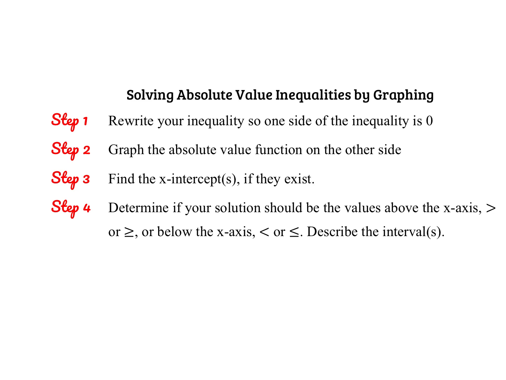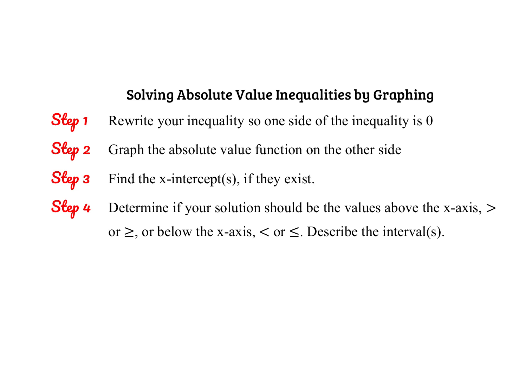All right, so now that we know how to solve absolute value equations, we're going to now solve absolute value inequalities. And we'll start by doing this with graphing. So first, we're going to take that same first step. We're going to rewrite our inequality so one side is 0. And then we're going to graph the absolute value function that's on the other side. And we will look for those x-intercepts if they exist, just like when we are solving an equation. However, this time, since it's an inequality, our answers will probably be an interval of values.